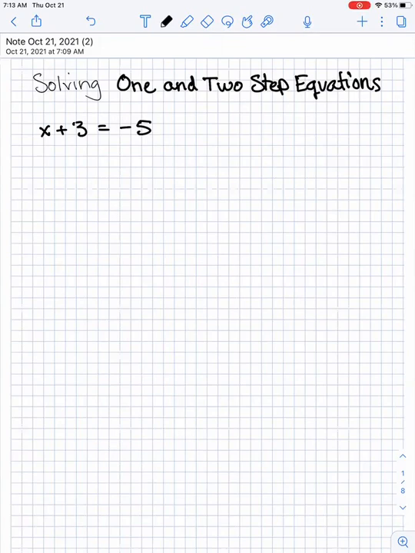So today we're going to go over solving 1 and 2 step equations. We've already done this, but I think that we need to go over again how I want you to show me to do it. At the end, we'll talk about what your assignment is for today.